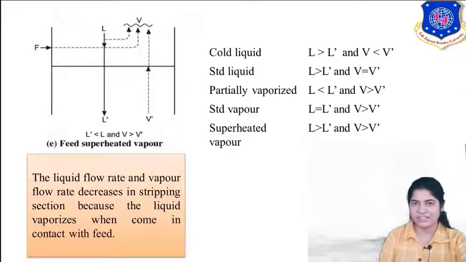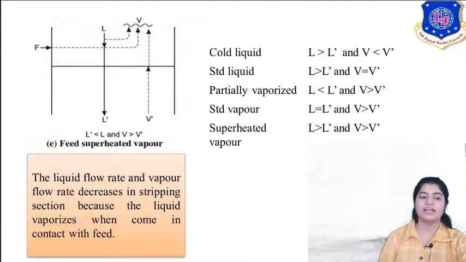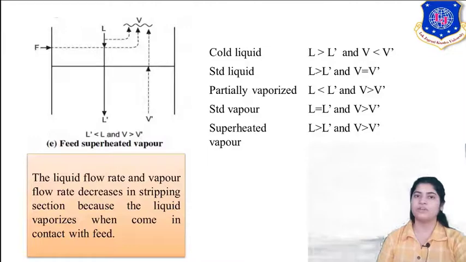Okay, one, the feed itself. Your feed is what? It is already vapor. Okay, it is already superheated vapor. Now as it is superheated vapor, what it will do, it will vaporize the liquid which is coming from enriching section. The third is what? The vapors which are entering from stripping section and going to enriching section. Thus the net effect is what? Liquid flow rate decreases in stripping section, whereas vapor flow rate increases in enriching section.